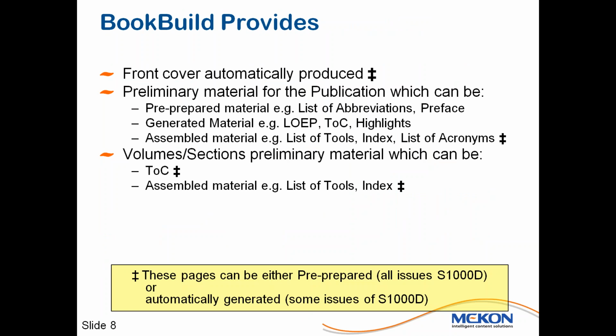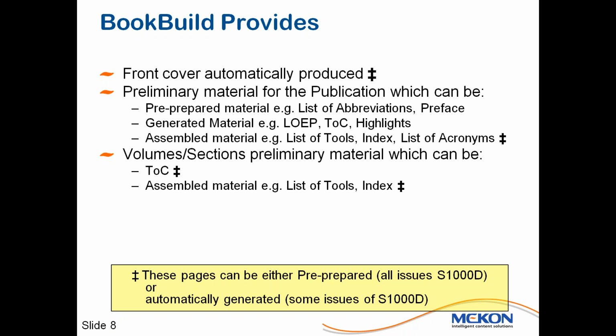So what can you produce automatically? Well, you can either produce the front cover automatically or use the front matter data module. Preliminary material, things like list of abbreviations and preface and that sort of thing. Generated material, list of effective pages, table of contents, highlights, abbreviations, list index. You can generate that automatically if the content is there in the data modules. List of tools, indexes, and list of acronyms, you can create those if you want.